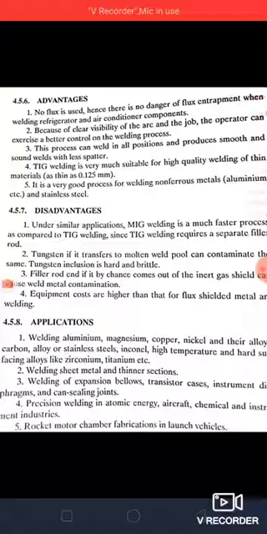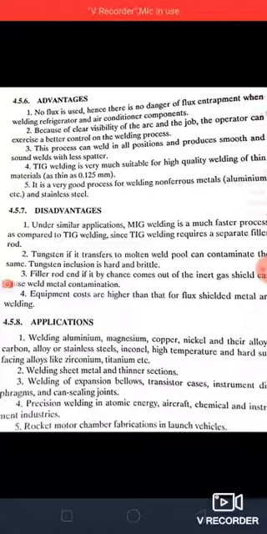Now what are the applications of TIG welding? Welding aluminum, magnesium, copper, nickel, and their alloys. Next is welding sheet metals of thinner section. Welding of expansion bellows, transistor case, instrument diaphragm, and can sealing joints, etc. Precision welding in atomic energy, aircraft, chemicals, and other industry. Rocket motor chamber fabrication in launch vehicles. So these are the applications of TIG welding.